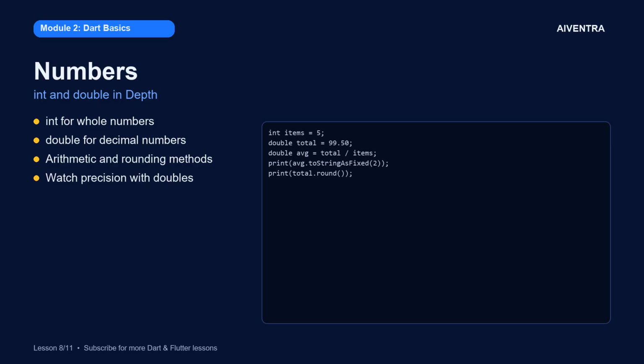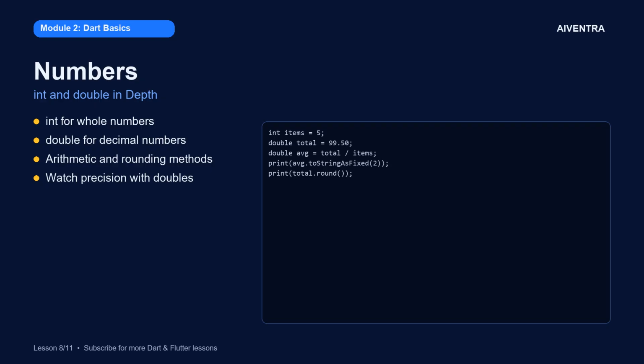A double represents numbers with decimal points. Use doubles for money, measurements, percentages, and scientific values. Doubles support the same operators as INTs, plus helpful methods for formatting and rounding. For example, toStringAsFixed lets you display a fixed number of decimal places, which is common in price displays. Methods like round, floor, and ceil adjust values to nearby whole numbers in different ways.